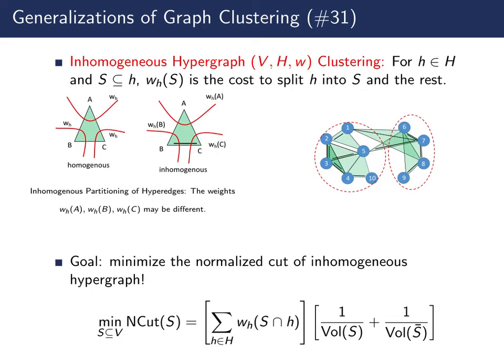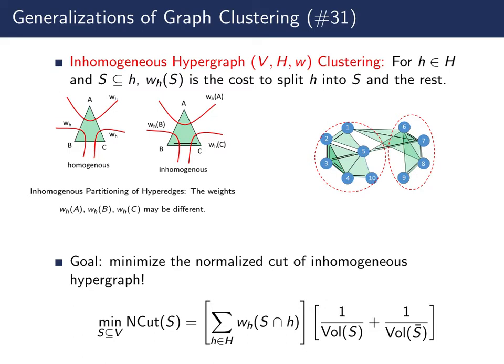However, different vertices may have different structural importance within a hyperedge. Hence, one needs to describe the weights as vectors that contain information about the importance of different vertex subsets. This leads to the new notion of an inhomogeneous hypergraph.